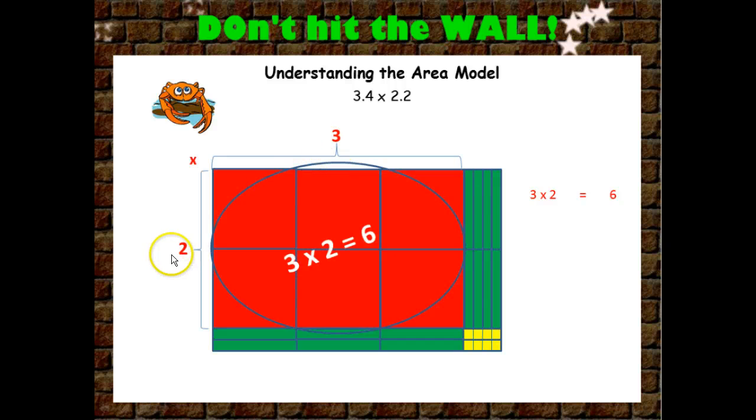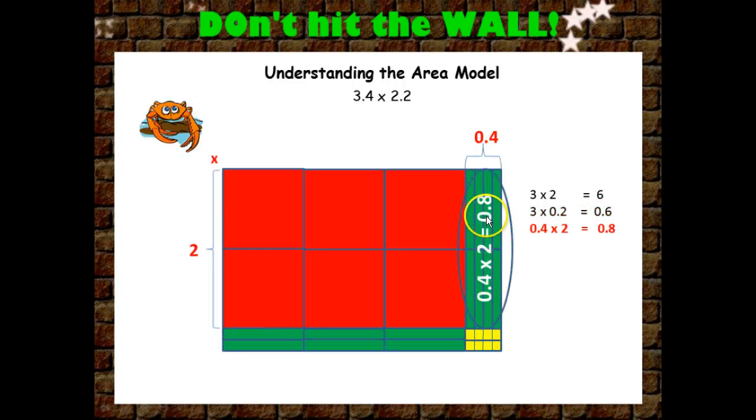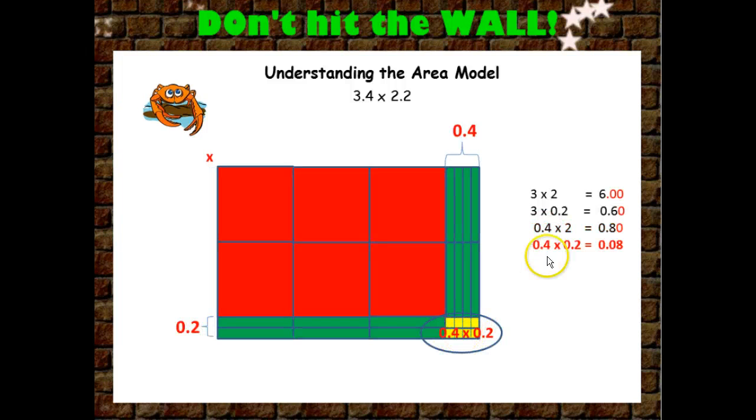3 wholes times 2 wholes is 6. Then we can work on this little section. We have 3 times 2/10, that would be 6/10, so I can add this section. Then I could add this section. We have 2 times 4/10, which would be 8/10. Then I could add this section, which is 2/10 times 4/10, which would be 8 hundredths.